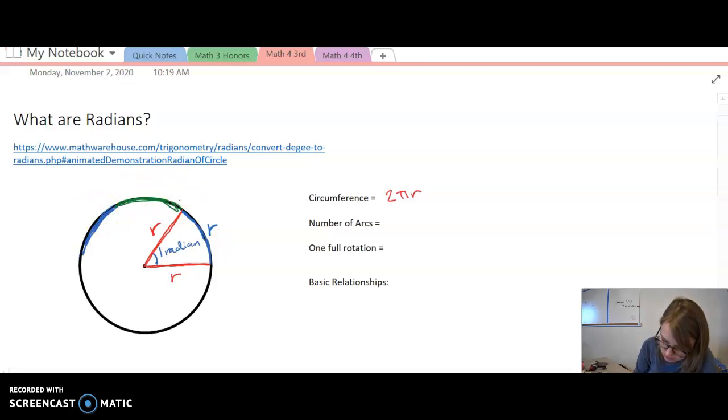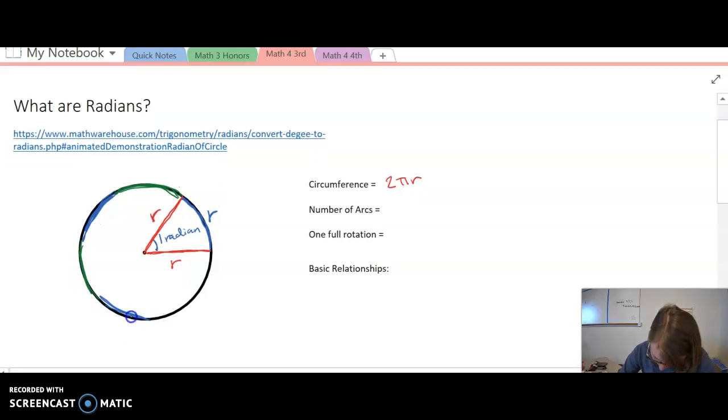So we have 1, 2, 3, 4, 5, 6, and with a little bit left over. Now this isn't exact because I'm drawing it, but to get the point across. So that means we have the number of arcs to be 2 pi. Alright? So because we know that there are 2 pi arcs, we can say that one full rotation is 2 pi radians. Okay?